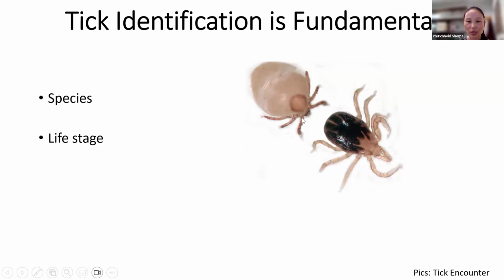This picture is just FYI here: although ticks are arachnids like spiders, and we're told that arachnids all have 8 legs, the larvae of ticks only have 6 legs. When they molt into nymphs and adults is when they have 8 legs.